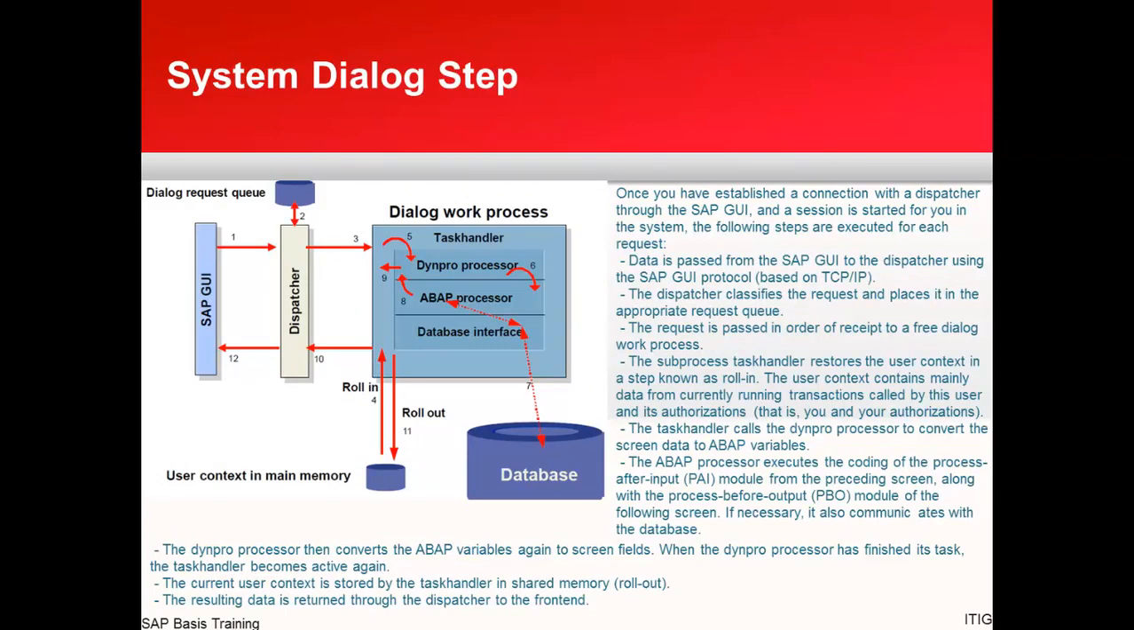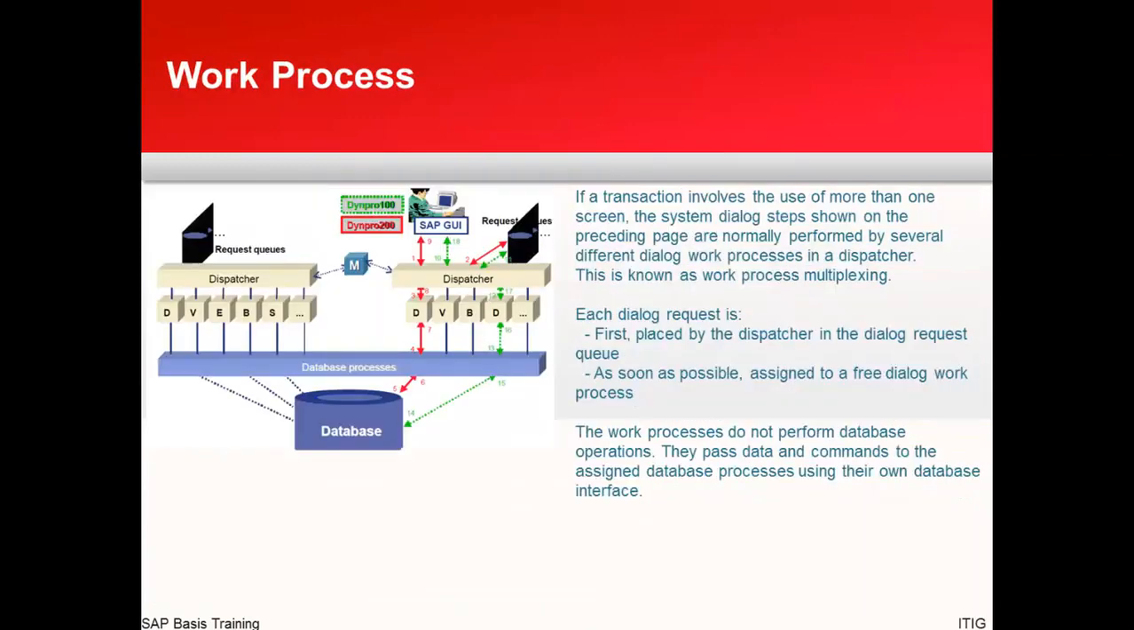Now let's come to the system dialog step. Here things are explained in more detail about the login process once it is allocated to the dispatcher, how it is allocated to the dialog processor, to a web processor, to the database interface, and which in turn goes to the database. Next is about the different work processes that we saw in detail, which work process is for what purpose, and how the allocation happens.